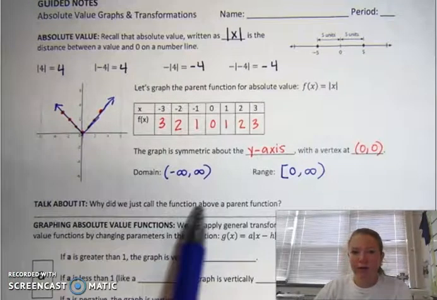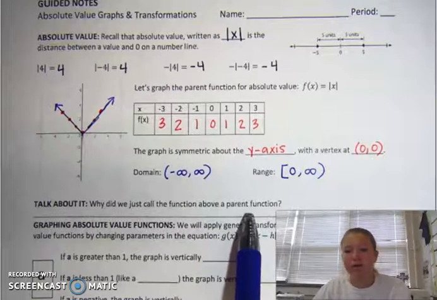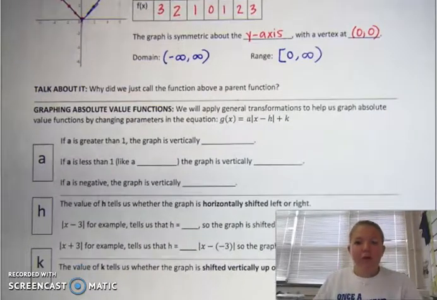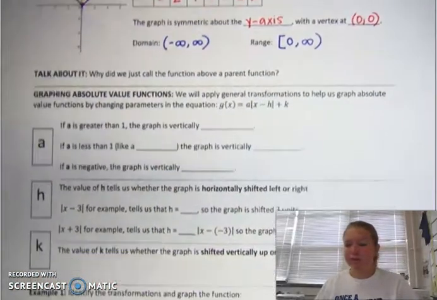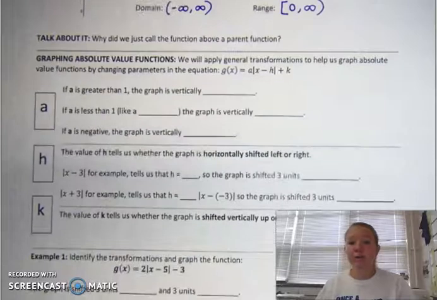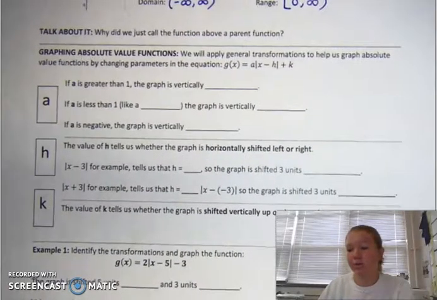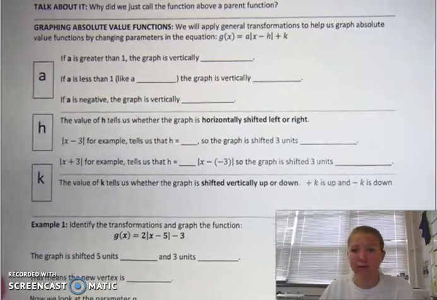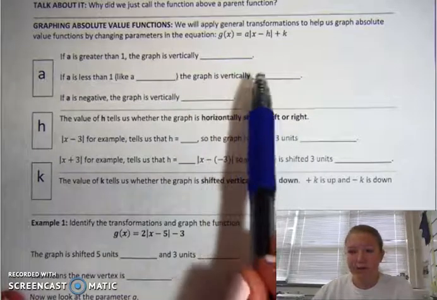Again, we called this a parent function because it's the most basic absolute value function there is. All right, so now we're going to talk about transformations of this V shape, of this absolute value. These transformation rules will be the same for any parent function, but we will focus on other parent functions in the next lesson. So today we just want to focus on absolute value. But the rules stay the same for any function.